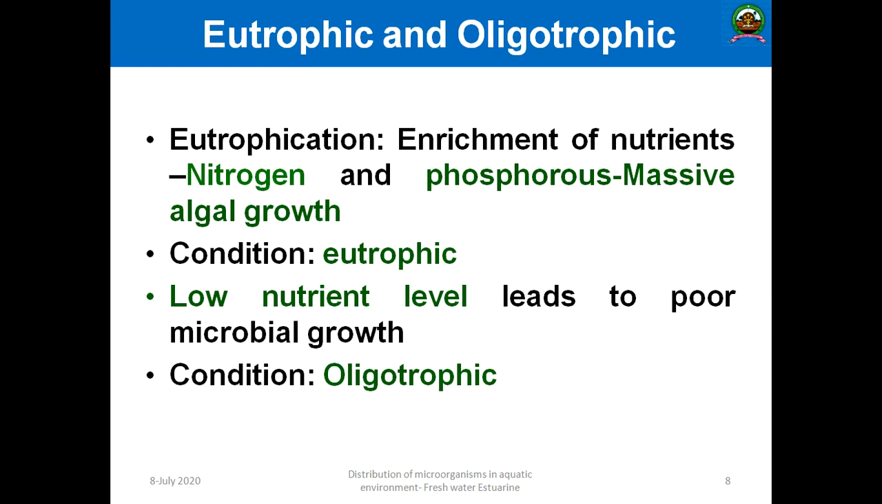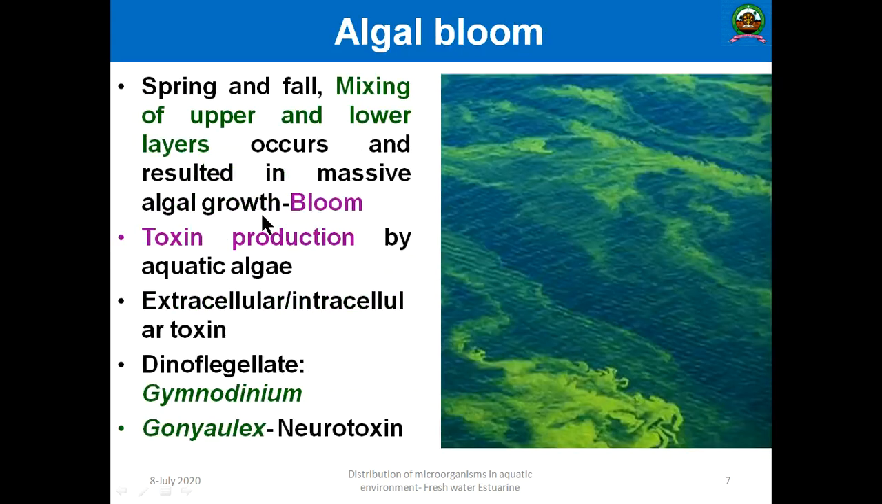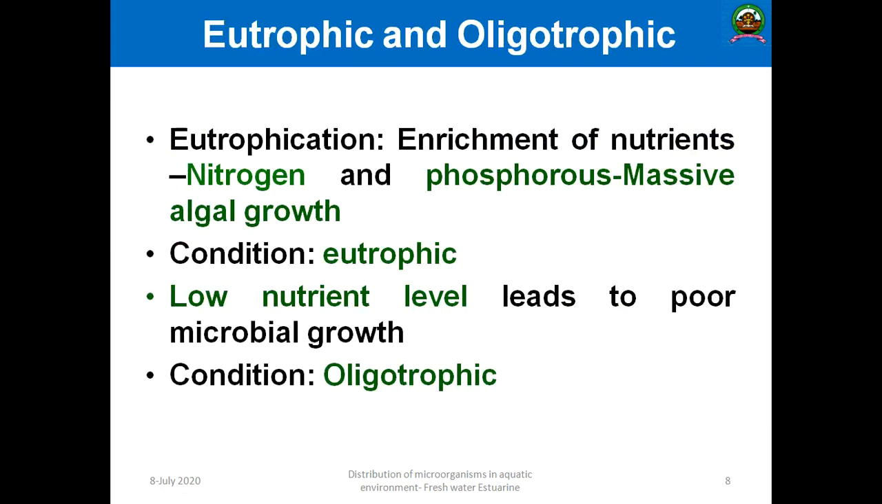In the case of eutrophic condition, there will be over-accumulation of nutrients, as we discussed in the previous class, especially nitrogen and phosphorus. Due to this over-enrichment of nutrients such as nitrogen and phosphorus, what will happen? There will be massive accumulation of algal growth, like one type of bloom. That is known as eutrophication, and this condition is known as the eutrophic condition. So in the first case, eutrophication is due to the enrichment of nutrients such as nitrogen and phosphorus.